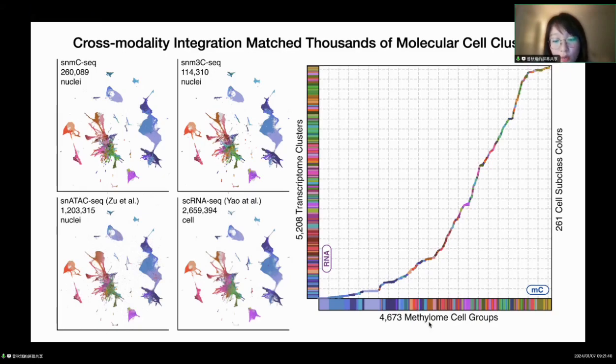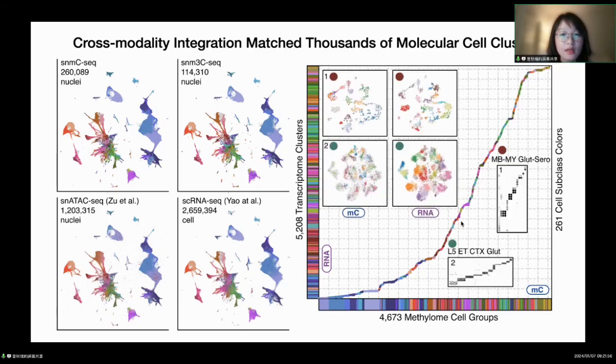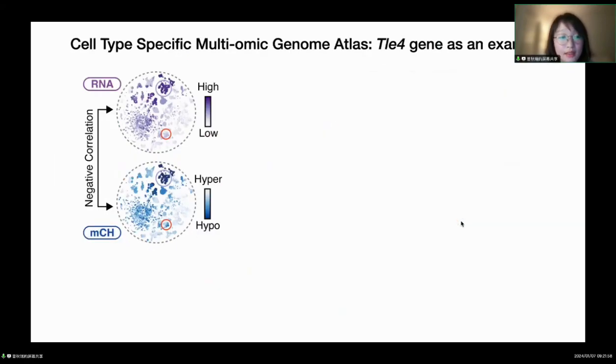Basically, while the methylome clusters and the transcriptome clusters were iteratively clustered separately, after this integration, clusters will find a clear overlap with each other. So after this cross-modality integration, we built this multi-omic genome. And here is an example to show how this works.